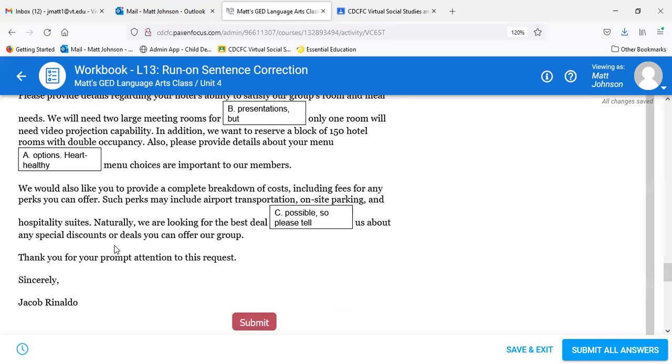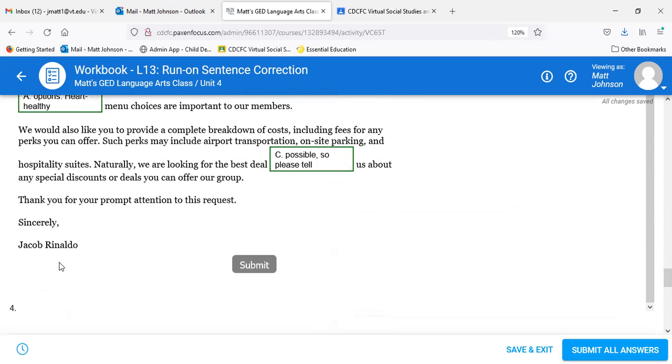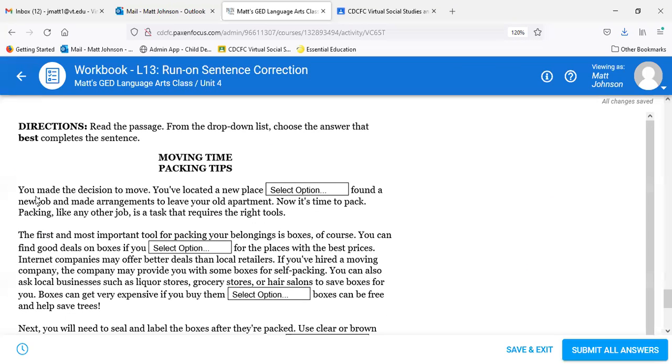All right, thank you for your prompt attention to this request. Okay, here we go. And our final one here, moving time packing tips. I'm a horrible mover.